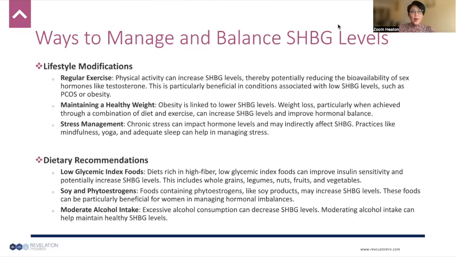So let's discuss ways to manage and balance SHBG levels. Lifestyle factors significantly influence SHBG levels, and making certain changes can help in its regulation. So some lifestyle modifications: you've got regular exercise, which can increase SHBG levels and thereby potentially reduce the bioavailability of sex hormones like testosterone. And this is beneficial in conditions associated with low SHBG levels like PCOS or obesity.